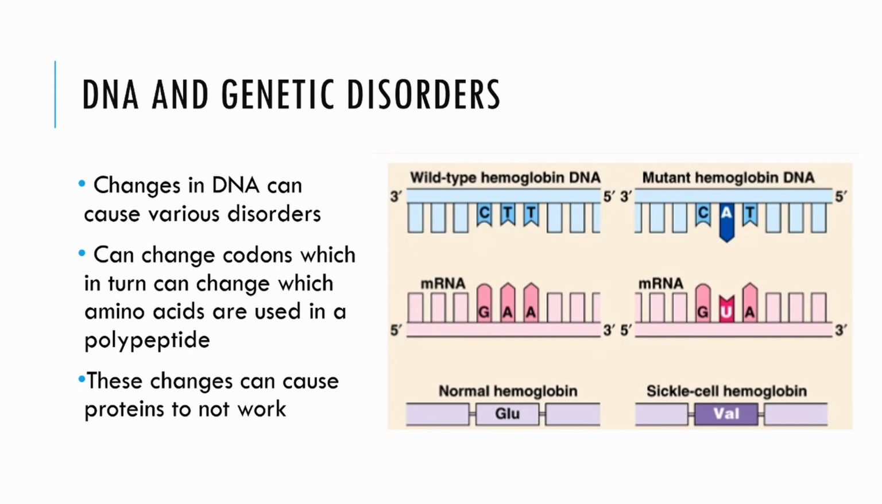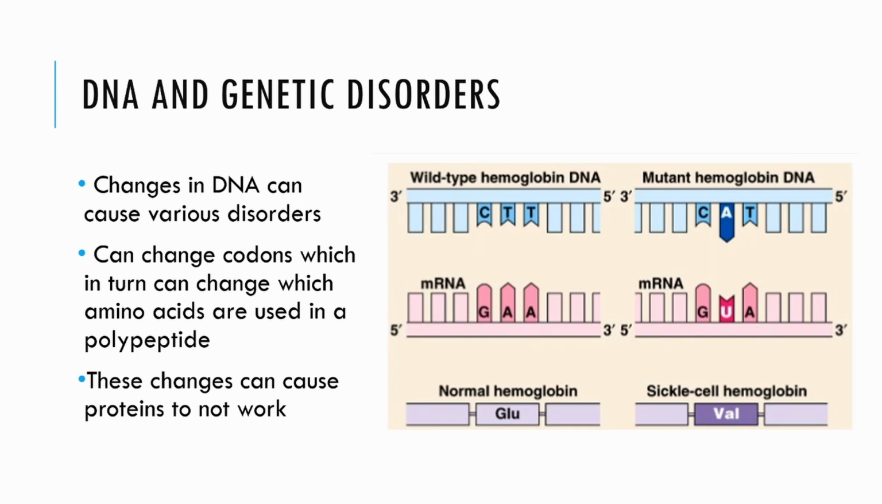DNA also gives us insight into a lot of conditions and disorders within human populations. DNA codes for pretty much everything that our body does, and when there's a mistake in that code, that can have really big consequences for us. So a change in DNA can cause various disorders. If we change the DNA, that can change the codon. If we change the codon, that can change which amino acid ends up in our protein. If we change the amino acids in the protein, we've fundamentally changed how that protein will work.